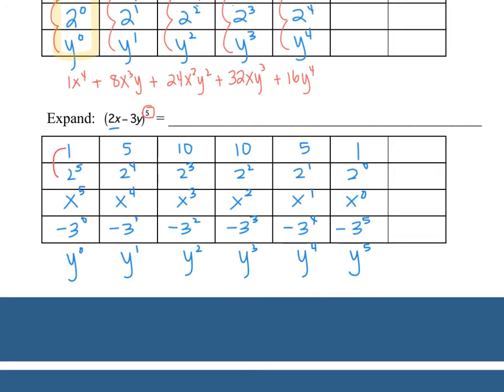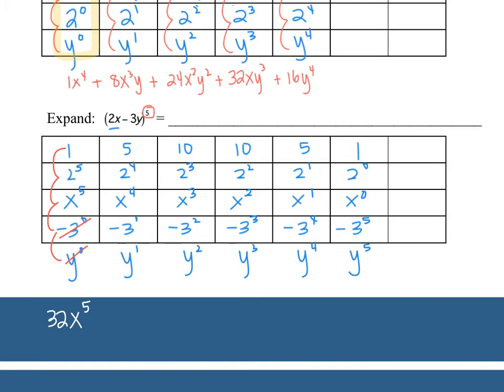So 1 times 2 to the 5th, times x to the 5th, times negative 3 to the 0, which is 1, and times y to the 0, which is 1. So multiplying all of that together, I get 32x to the 5th.